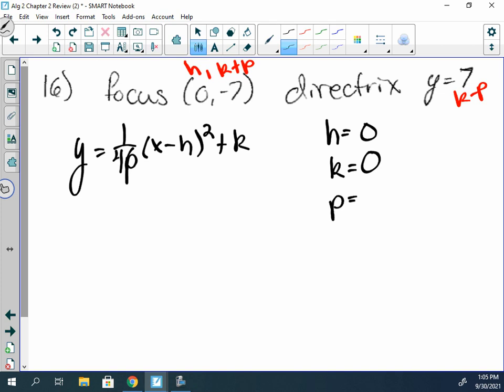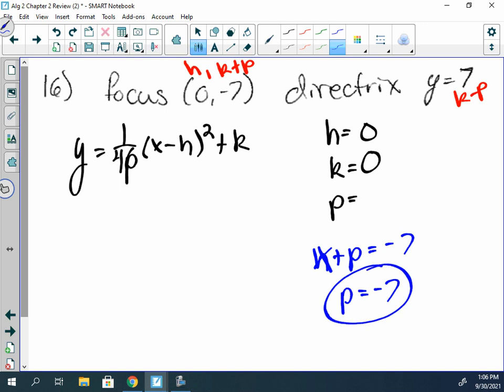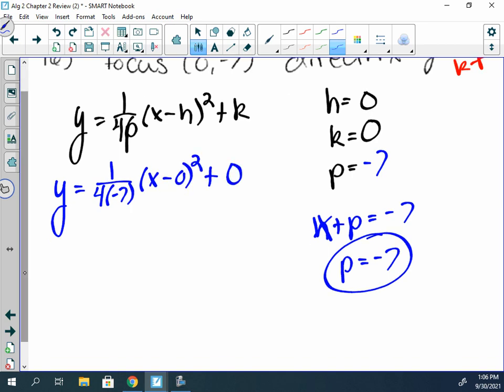Now we just need to find the value of p. Well, we can say k plus p is equal to -7 from the focus, yes? Well, h is 0. Yep. So here we'll have y equals 1 over 4 times -7 parentheses x minus 0 squared plus 0.